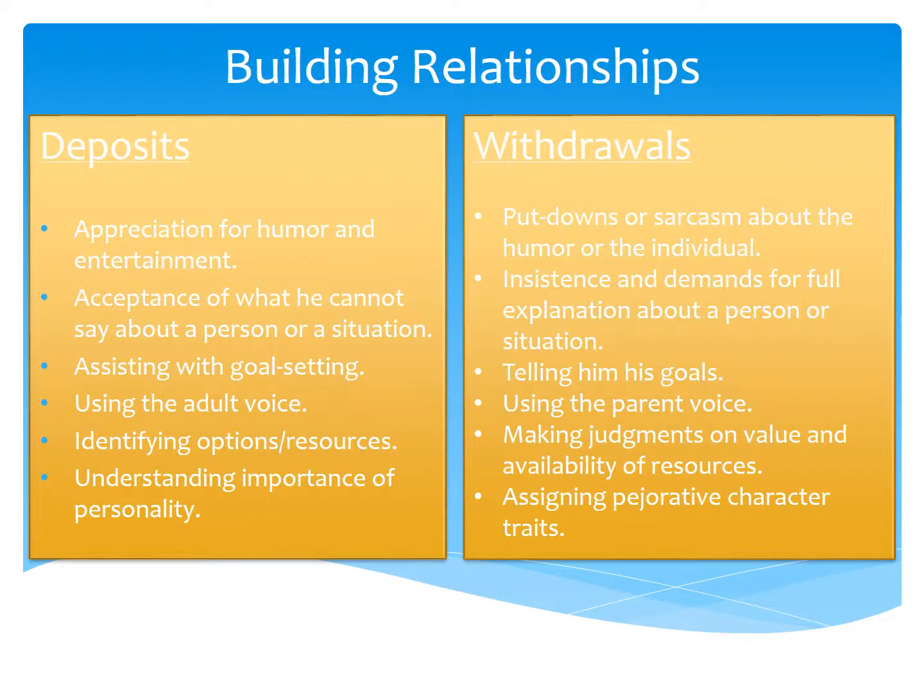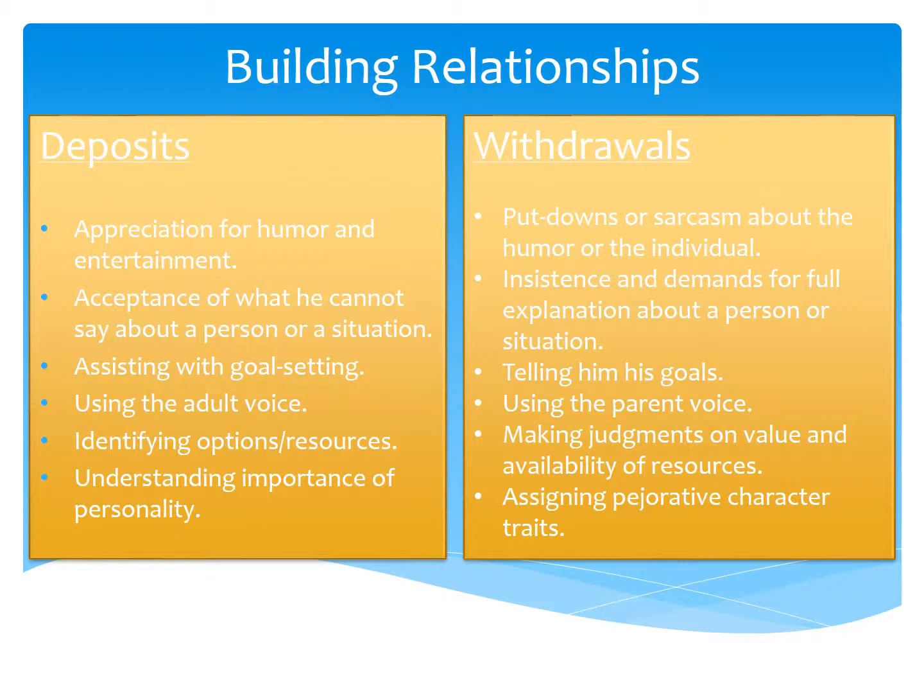The next one is accepting what they can't say about a person or situation. Because relationships and people are the most important to individuals in poverty, a high emphasis is put on respecting the confidentiality of people. They might not want to open up about what's going on at home or with their friends because they respect their need for privacy. A deposit would be accepting this, and a withdrawal would be insisting that they rat someone out. Another deposit would be assisting with goal setting. A withdrawal would be telling them their goals and not allowing them to express what they think is important.